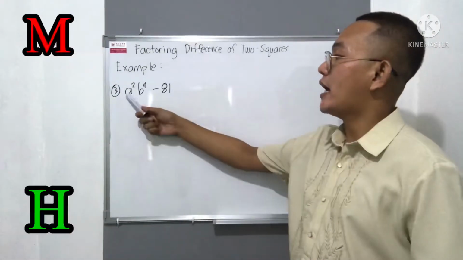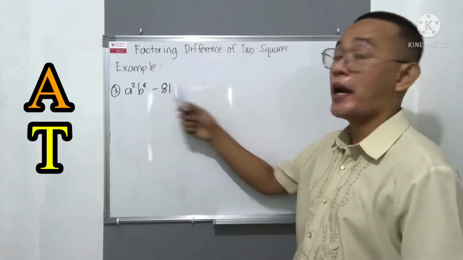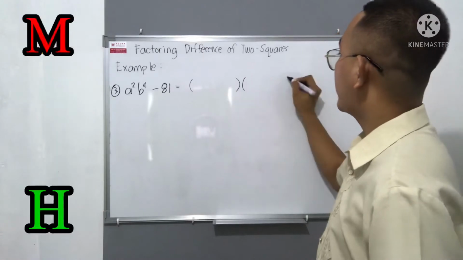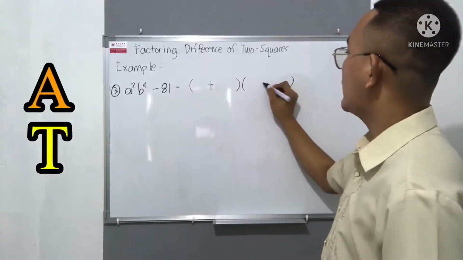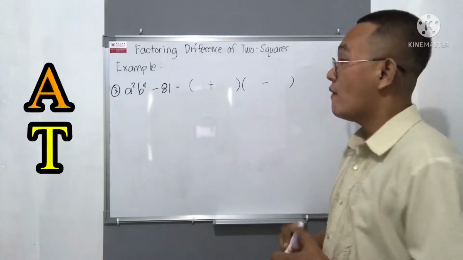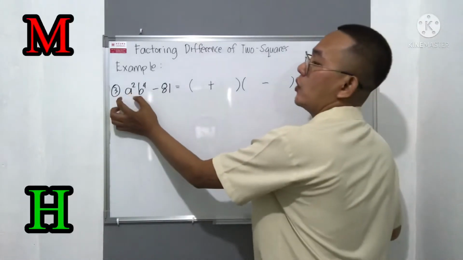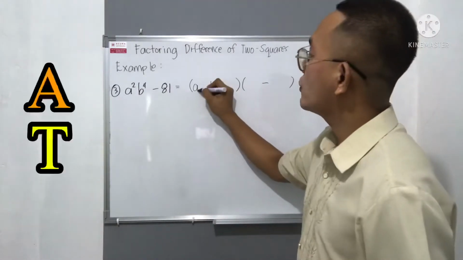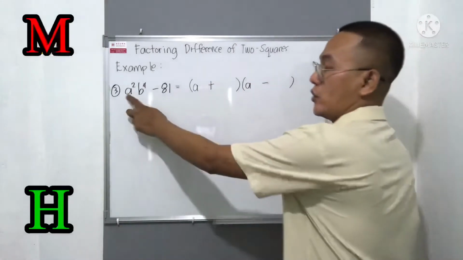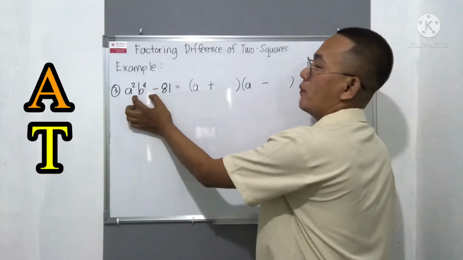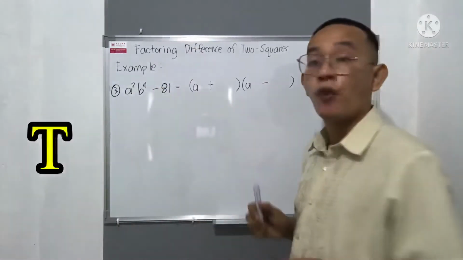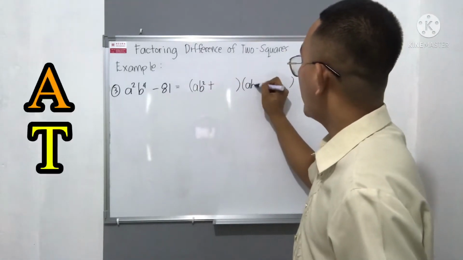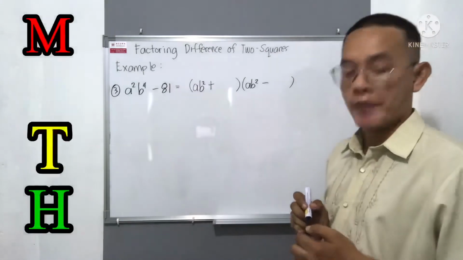Example number 3, we have a squared b to the 4th power minus 81. Okay, so ang unang gawin natin, maggawa tayo ng dalawang parentheses na mayroong positive sign at isang negative sign sa kanilang mga factor. Okay, let's now go to getting the root of the a squared. A squared, ang root niya is a times a is equals to a squared. What about the root of b to the 4th power? Exponent niya is 4, divide 2 is equals to 2. So, bali magiging b squared, and then for the other factor is also b squared.